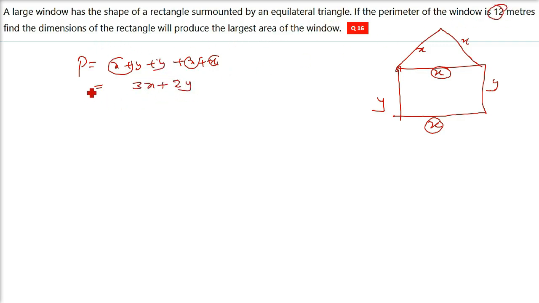3x plus 2y is already given as 12 meters, because the perimeter is given in the question. So 3x plus 2y equals 12. We get a relationship between x and y, with x and y on the left and the other things on the right.